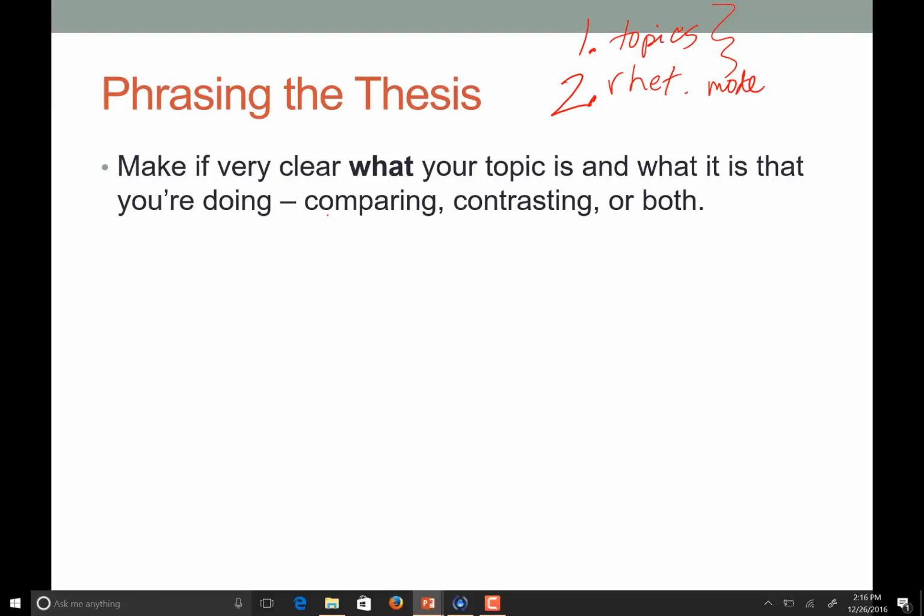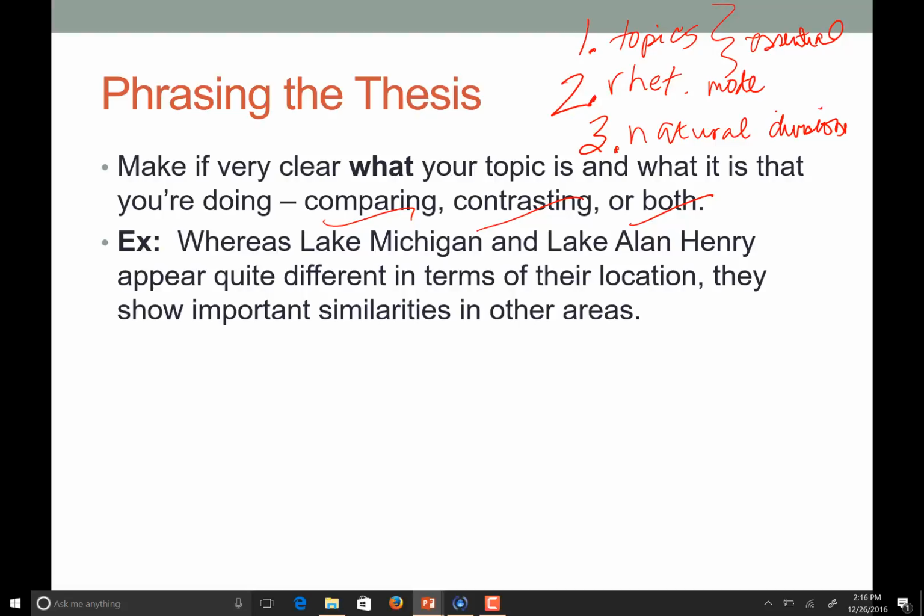What are you going to do? Are you going to compare? Are you going to contrast? Or are you going to do both? Now, this is essential. When we talked about thesis statements in a previous lecture, we also said that if a topic had natural divisions, we could include those in the thesis. And I would. Let me show you an example. Whereas Lake Michigan and Lake Allen Henry appear quite different in terms of their location, they show important similarities in other areas. Now here we have topic 1, topic 2, differences, similarities. Awesome. So it meets the first two criteria here.